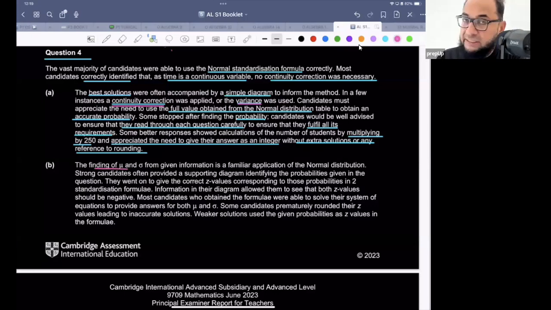The finding of mu and sigma for the given information is a familiar application of the normal distribution. Strong candidates often provided a supporting diagram. I don't like diagrams in this particular scenario because the rules, the way that I've explained it, are self-sufficient. A diagram is not necessary at all. Identifying the probabilities given in the question, they went on to give the correct z values corresponding to those probabilities in two standardization formulas. Information in the diagram allowed them to see that both z values should be negative.